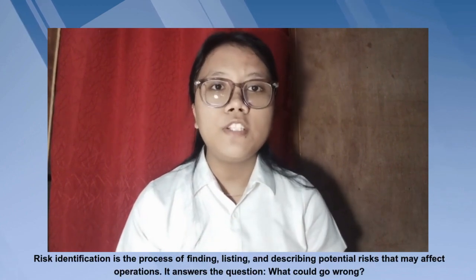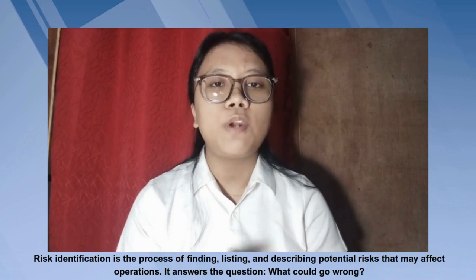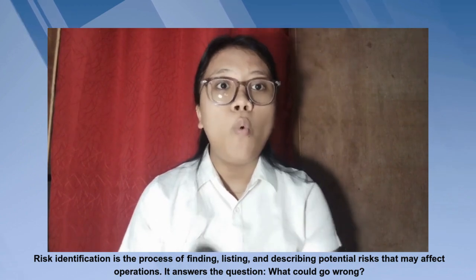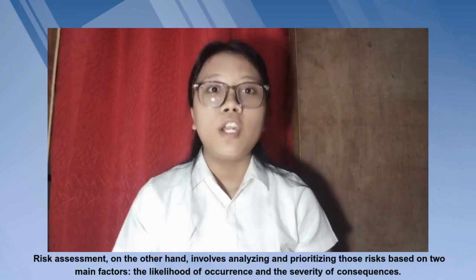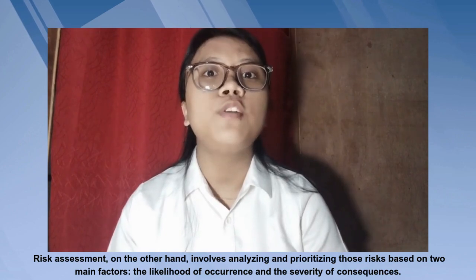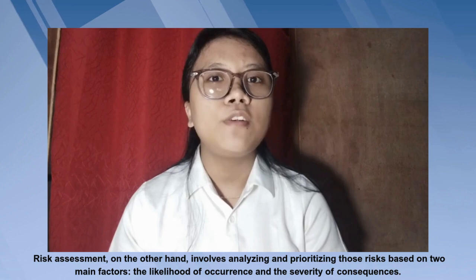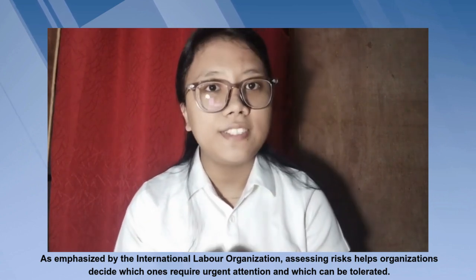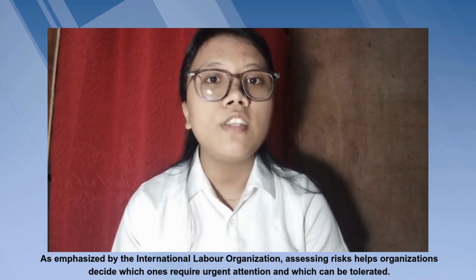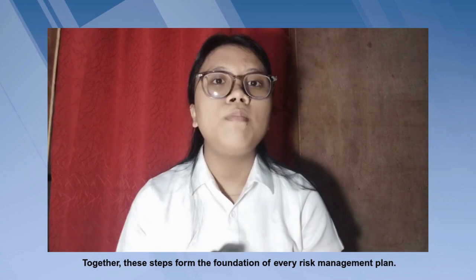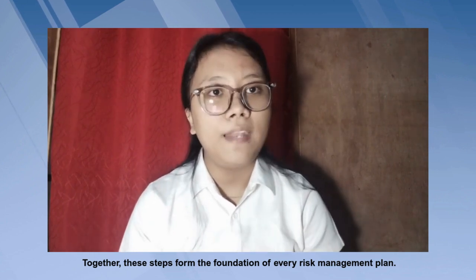Risk identification is the process of finding, listing, and describing potential risks that may affect operations. It answers the question, what could go wrong? Risk assessment, on the other hand, involves analyzing and prioritizing those risks based on two main factors: the likelihood of occurrence and the severity of occurrence. As emphasized by the International Labour Organization, assessing risk helps organizations decide which ones require urgent attention and which can be tolerated. Together, these steps form the foundation of every risk management plan.